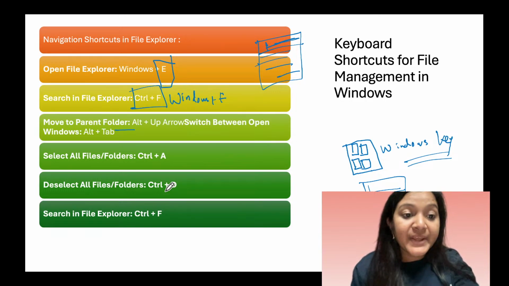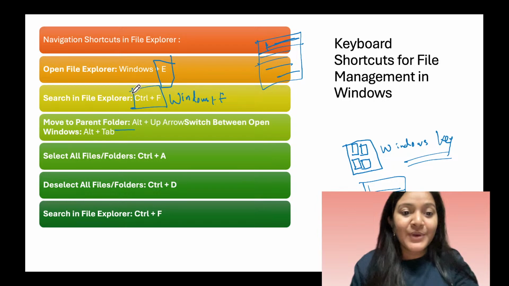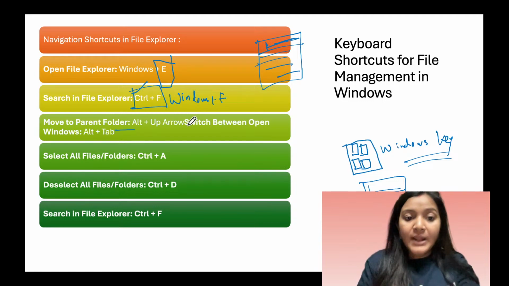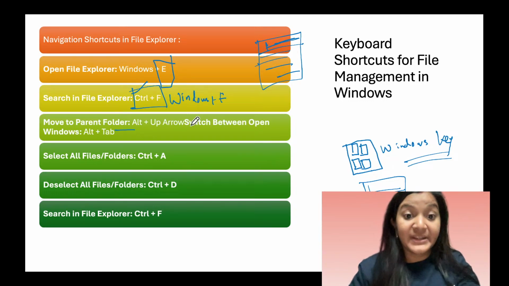So what will you be doing? Okay, next is, you have to remember this. Next I'll be quickly moving forward. Next is move to parent folder: Alt up, Alt key and up. The Alt key is also there, just like the Control key.